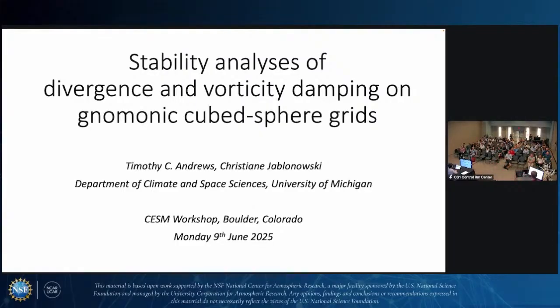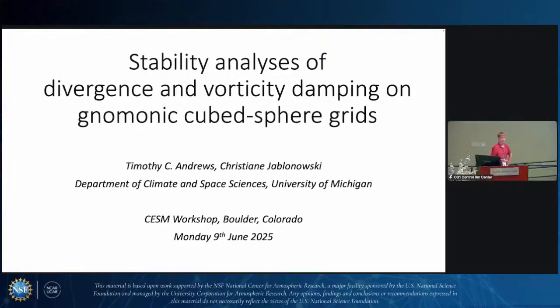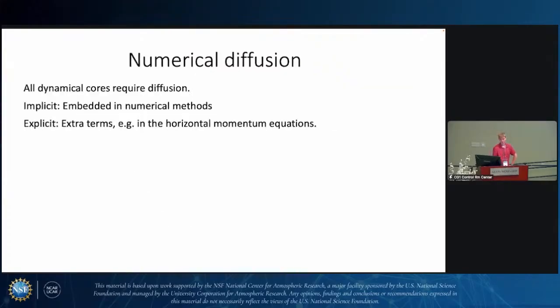Cool, thank you. So this is work with Christiana at the University of Michigan. So I'll be looking at diffusion in dynamical cores, and specifically looking at stability on cube-sphere grids. So numerical diffusion is a key part of all dynamical cores for atmospheric modeling. So it's present in the model whether it is implicit or explicit. So implicit diffusion can be from time-stepping methods, or maybe your transport scheme. Or you might apply it explicitly through additional terms in your equations, such as your horizontal momentum equation.